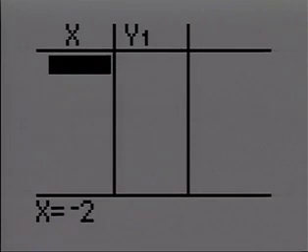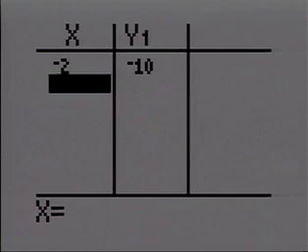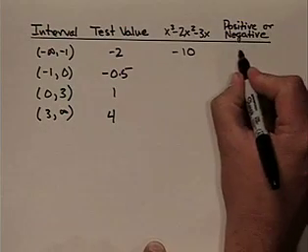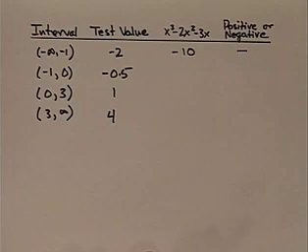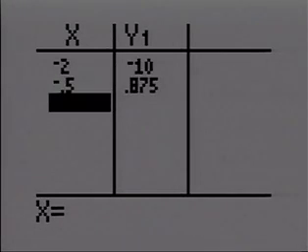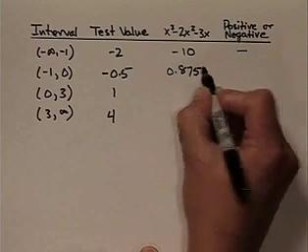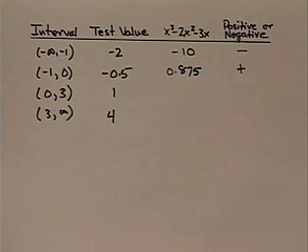The first one's negative 2, so that gives me a y value of negative 10. So I'll record that over here on my table. And that tells me that the polynomial for that test value was negative. Next we'll check negative 0.5. So I go back to my calculator and I input negative 0.5 for x. And the y value that corresponds to that x value is 0.875. And I'm really interested in the fact that that's positive.